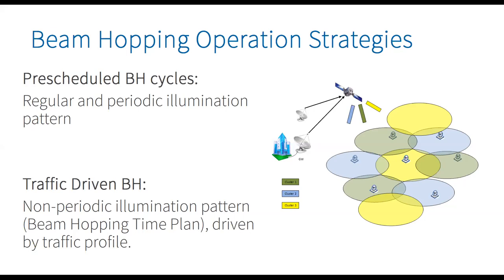In reality, if you have a very agile change of the traffic, even these beam hopping cycles may not be enough to accommodate the variations of the traffic or the agility that the system may need to have. That's why other types of scenarios were also considered in our working group, in particular the traffic-driven beam hopping, where we are not looking at a carousel of a very specific periodic pattern. Basically, depending on the reality and the demand, the actual allocation would change, or the illumination of the cell may change.